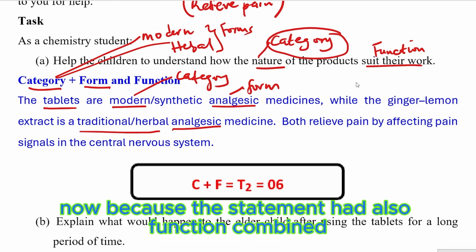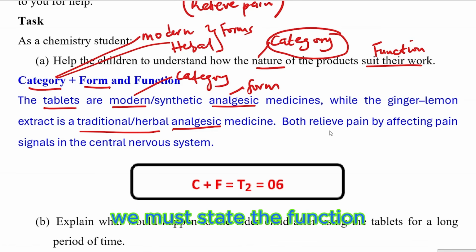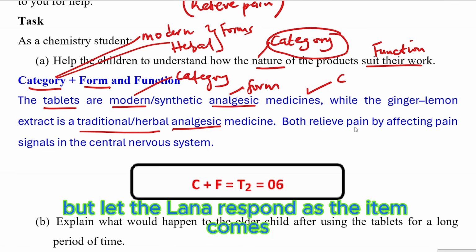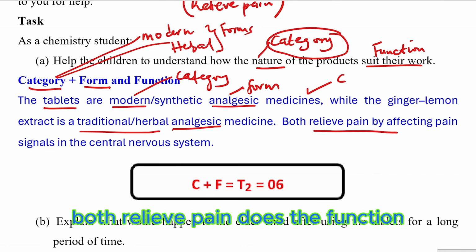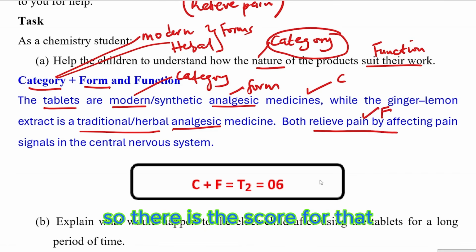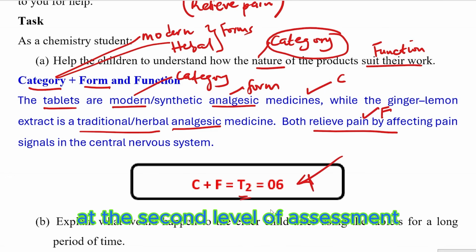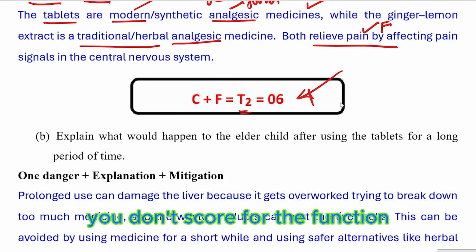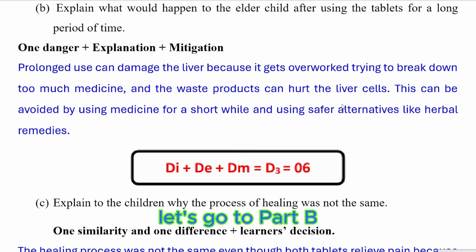Now, because the statement had also function combined, we must state the function. So we have here the category, and remember that we only score one category, but let the learner respond as the item comes. Both relieve pain. That's the function. So there is the score for that at the second level of assessment. So failure to categorize, you don't score for the function. Let's go to part B.